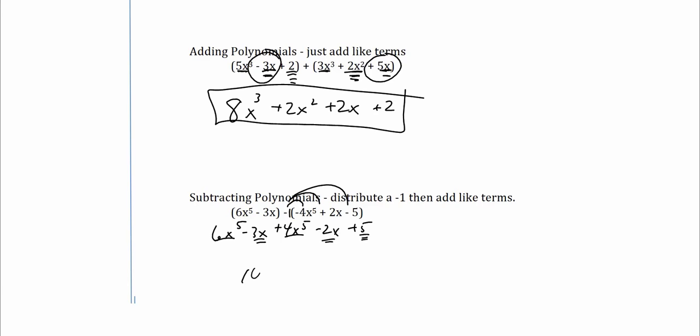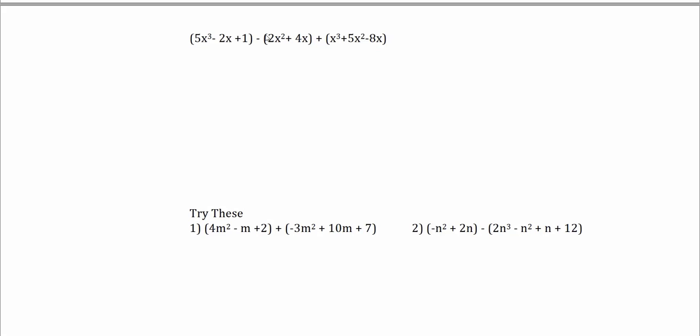There's no common thread there. 6 plus 4 is 10x to the 5th. Keep the exponent the same. Minus 5x, negative 3, negative 2, plus 5 at the end. Can't do anything. That is it. That is in standard form. That's your final answer.